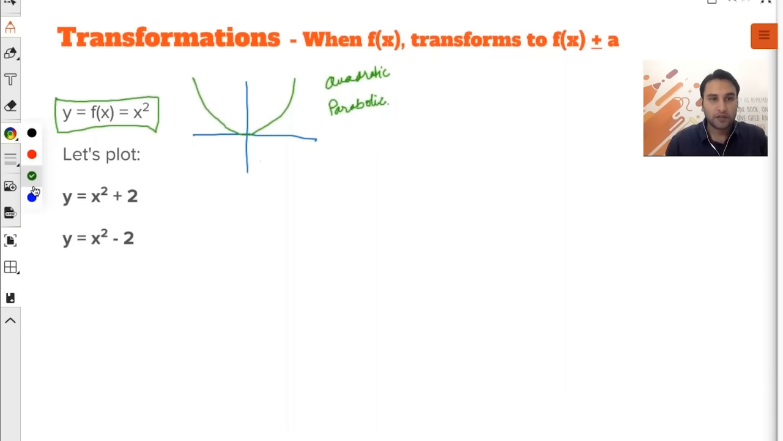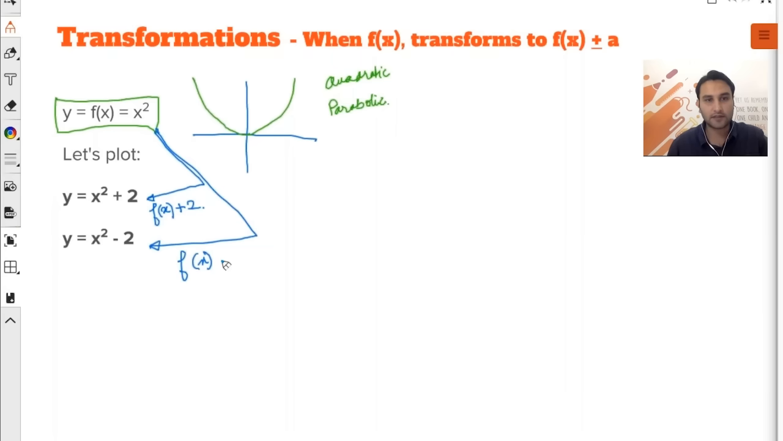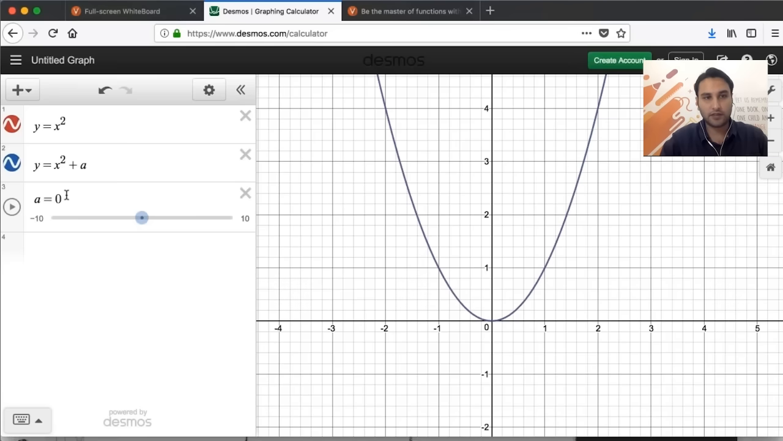Now, what we're going to do, today we'll learn how the graph will look for these two transformations: if I add 2 in f of x, it will become x square plus 2. Similarly, this transformation is f of x minus 2. My question is, when a is 0, the graph is like x square, right? If I increase the a, see what will happen? If I increase the a, see the graph is moving up along y-axis, right? The graph is moving up along y-axis.